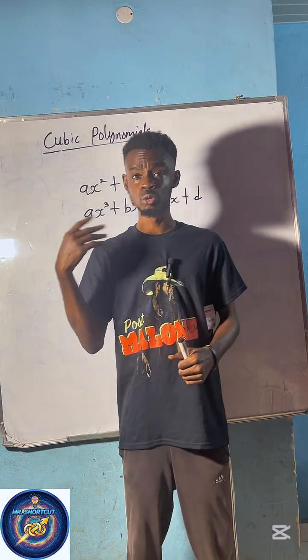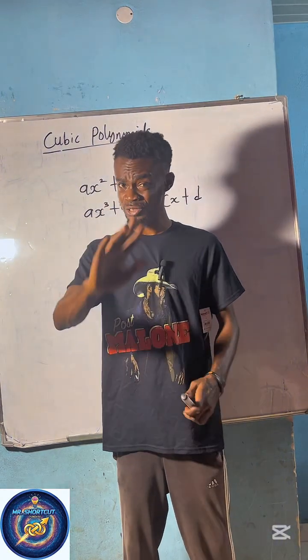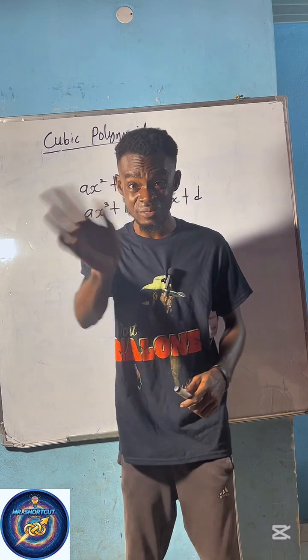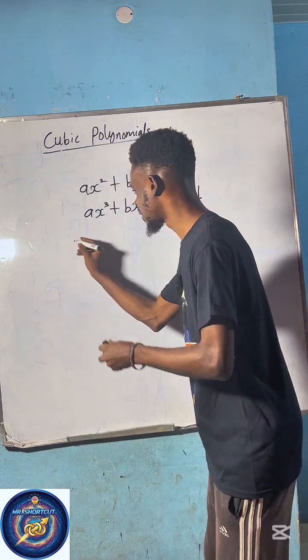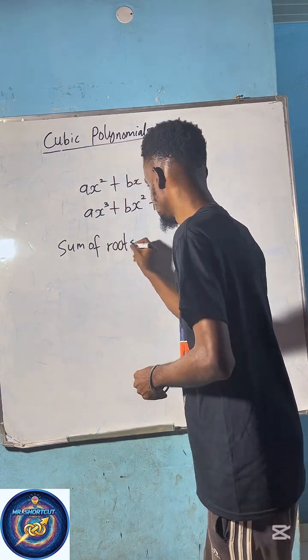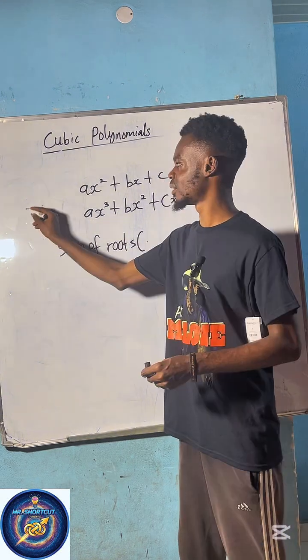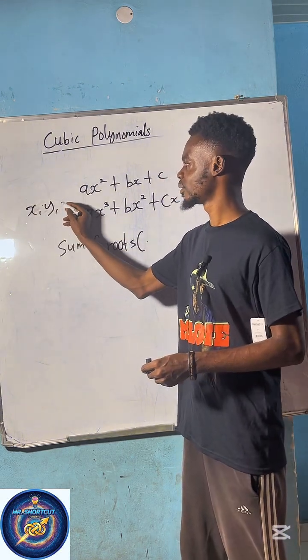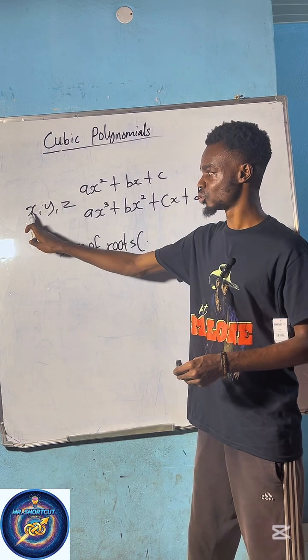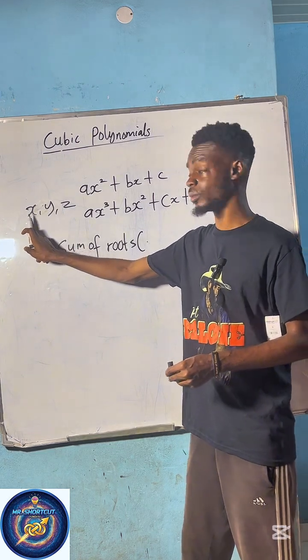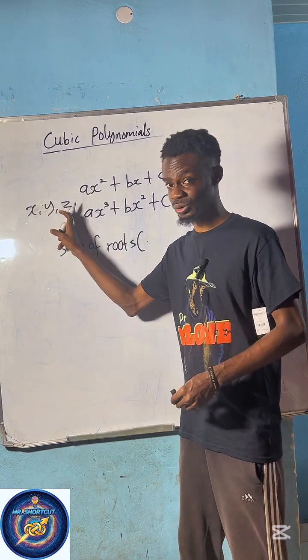Now, in solving for cubic polynomials, we need to take note of these formulas. Don't play with these formulas. They are very, very important. You see this formula, the sum of roots of the polynomial. Okay, let's assume that the roots are x, y, and z. So this is the first solution of the cubic polynomial. This is the second solution, and this is the third solution.